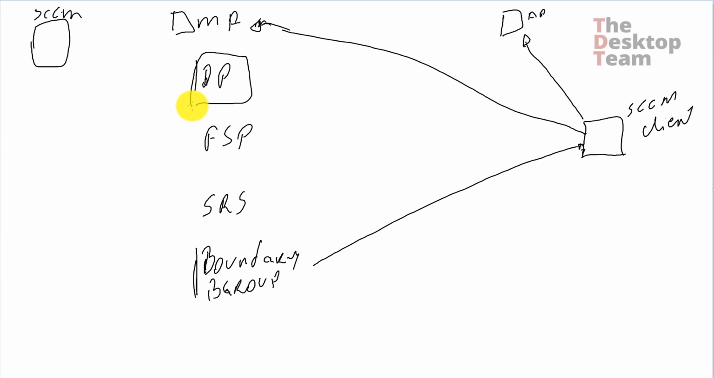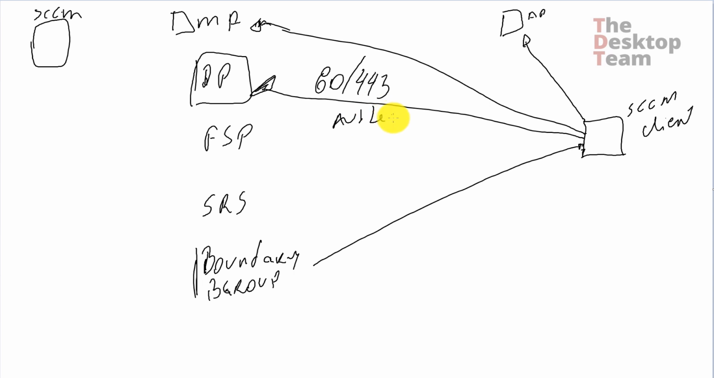However, how does this client connect to the distribution point? This connection needs to be authenticated. So we use port 80 or 443, but the client connection needs to be authenticated. So there are a couple of options. One, we disable the authentication. So this is less secure because we enable anonymous access.